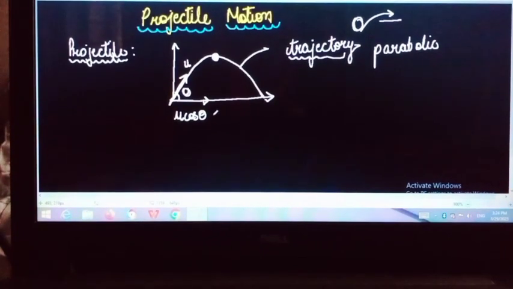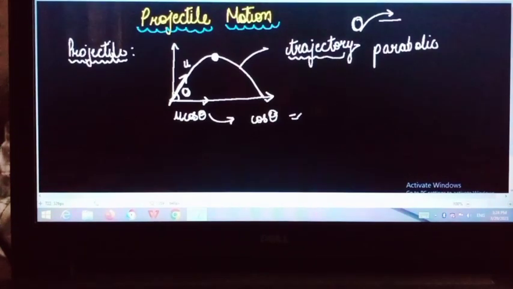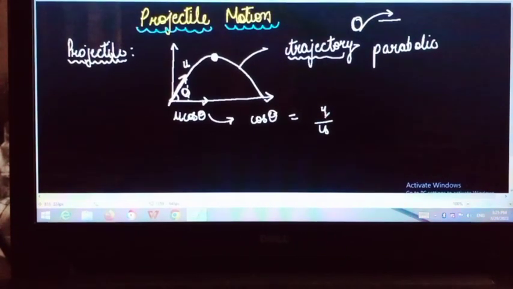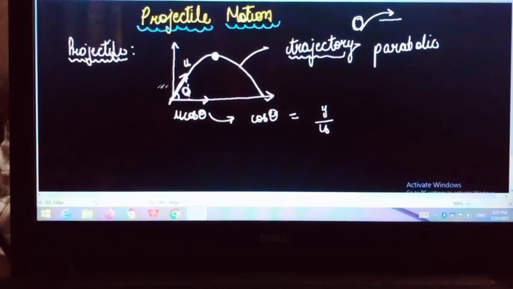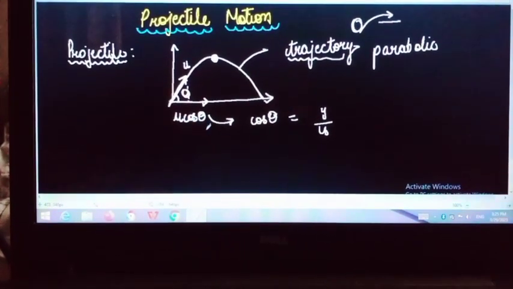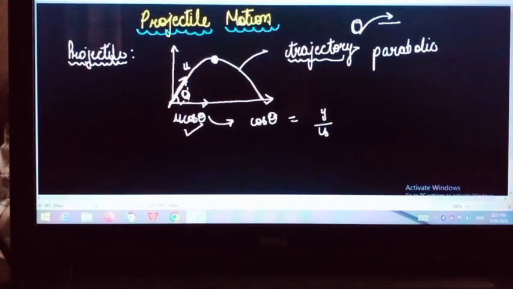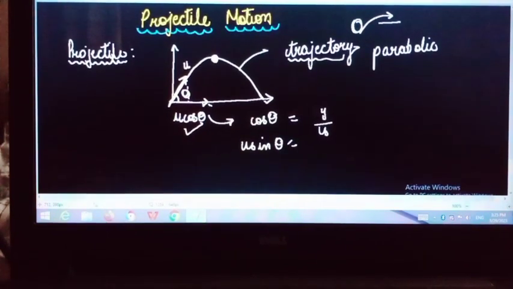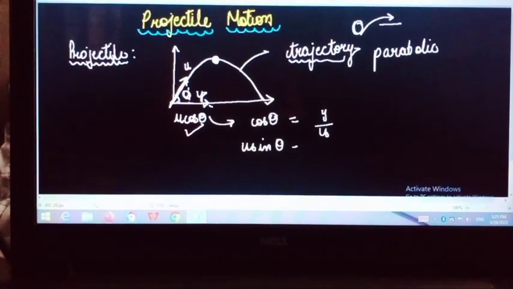As we can infer, cos theta is equal to the adjacent side upon u. So u cos theta is the horizontal component of projectile motion, while u sin theta is the vertical component. This is the y-axis and this is the x-axis.